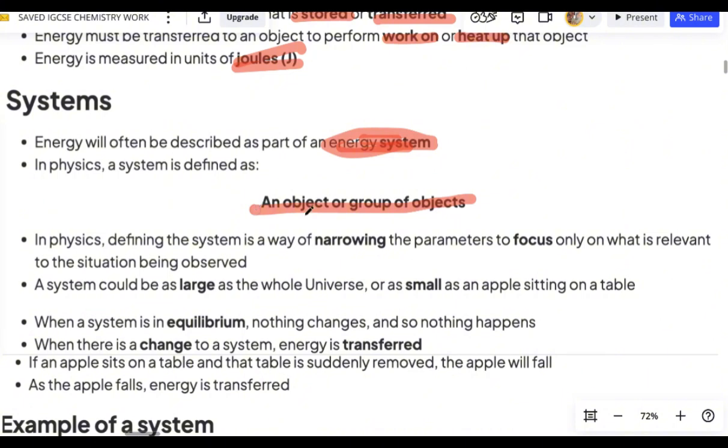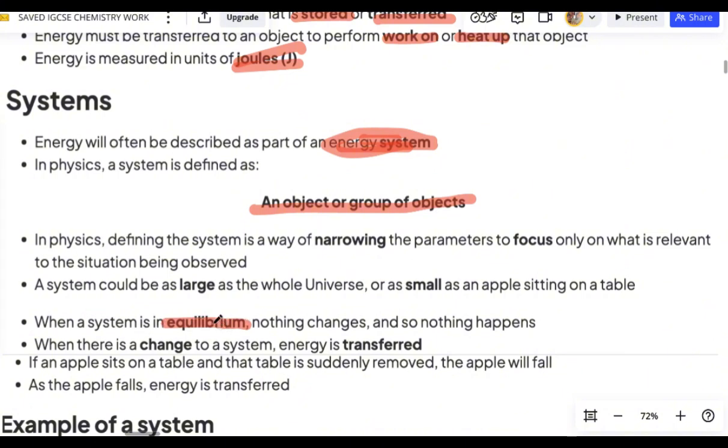Now, when a system is in equilibrium, nothing changes and so nothing happens. Why is it that when a system is in equilibrium nothing changes? Because both sides are equal. The energy of the reactant is the same as the energy of the product. So nothing changes and nothing happens. When there is a change to a system, it means energy has been transferred. When it's in equilibrium, no net energy is transferred. Net energy equal to zero. No energy gain on one side or the other.